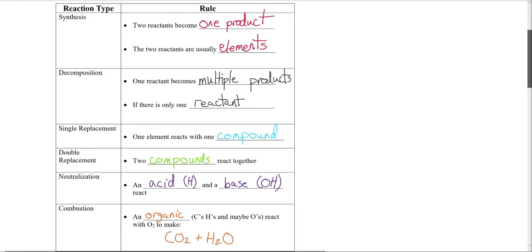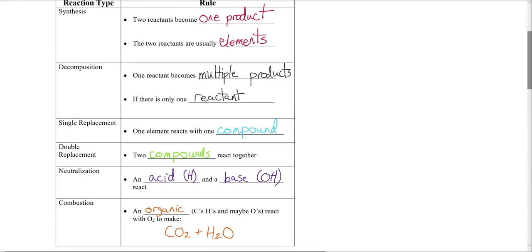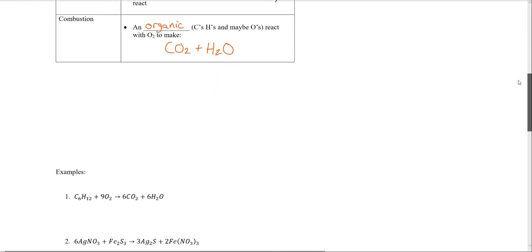So now we have a chart that covers all 6 types of reactions, and we have our rules for identifying. Let's try to apply these rules on some example problems.